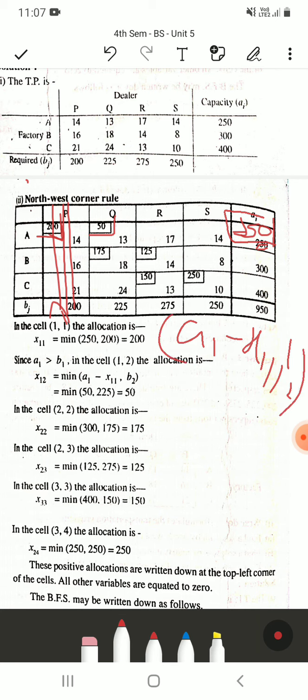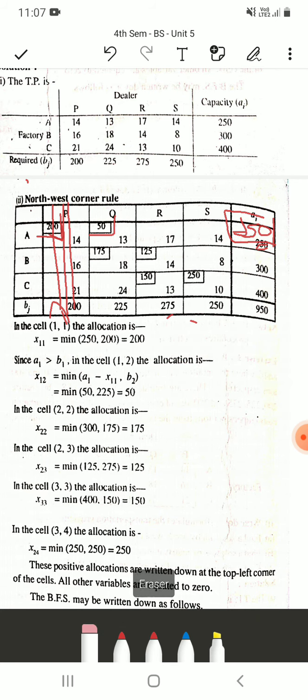So in these two, which is minimum? 50 is minimum between 225 and 50. Therefore in this box you have to write 50. Now this means factory A has sold all its cement, so it has given to dealer P and Q. So this whole first row and first column is exhausted. Next, come to the next cell, which is to the northwest corner. Now again repeat the same steps.